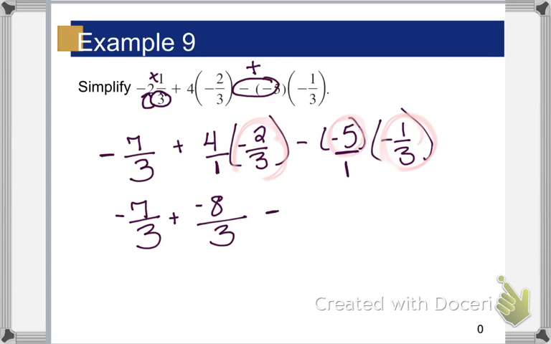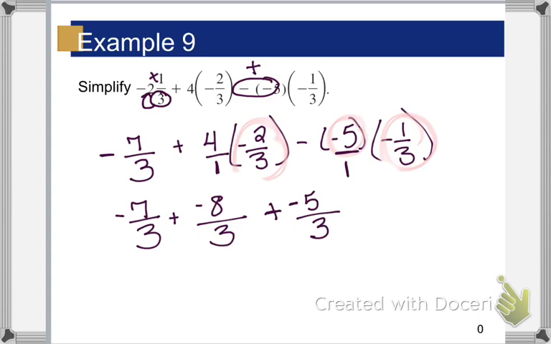Negative 5 times negative 1 is positive 5. 1 times 3 is 3. Okay? Now I can change this to plus negative 5 over 3 if I want to. Sometimes students like to leave it like that. Okay?